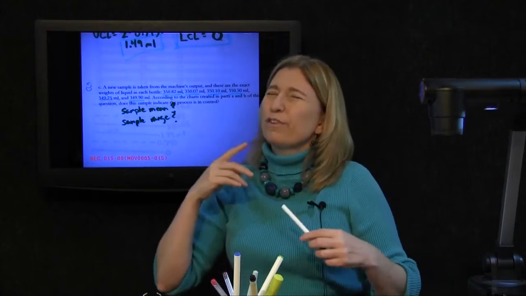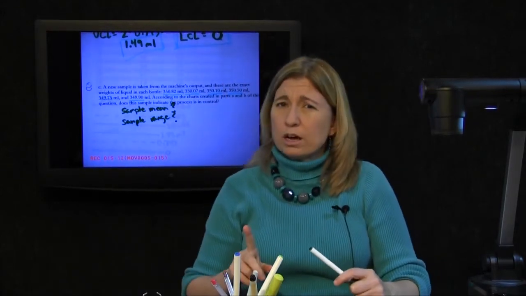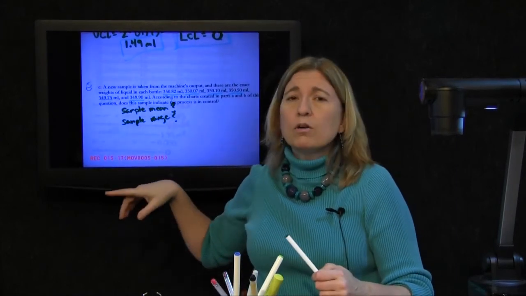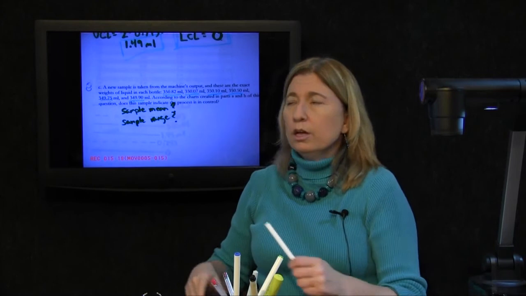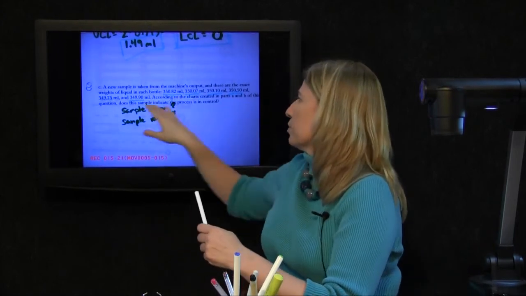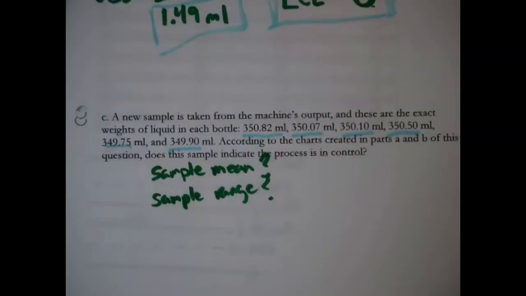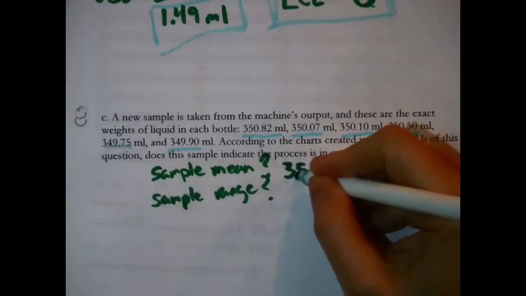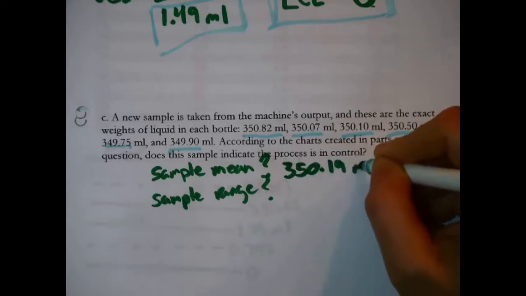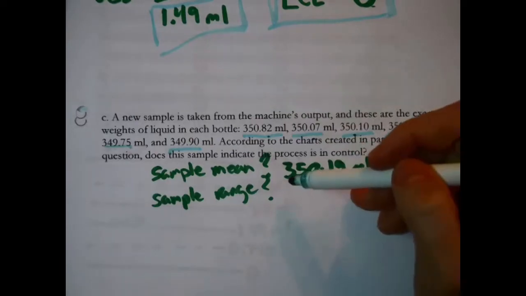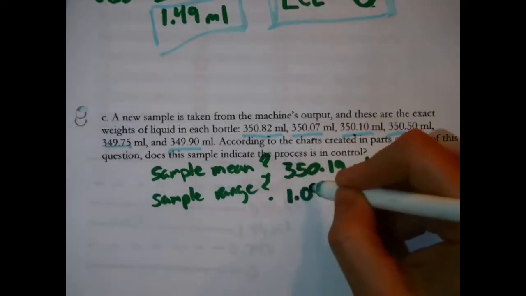Because then we're going to plot them on the charts. And if they fall inside the limits, we say, oh, that looks good, in control. And if they fall outside the limits, then we want to make a comment on that. We don't think this process is in control. But first, we need these numbers. For the sample mean, the only thing that you do here is average these numbers. I did that. I got something like 350.19 milliliters. The only thing I did was average those 6 numbers. Sample range, I got 1.07 milliliters.